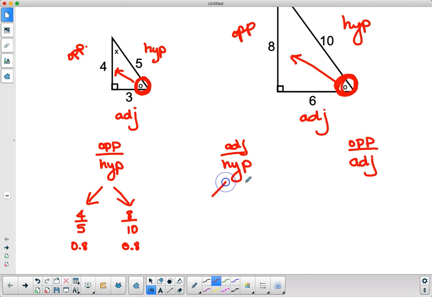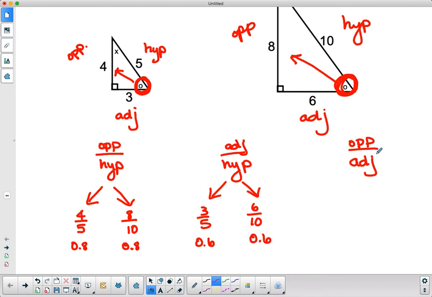And that's the same for these ones over here too. The adjacent divided by the hypotenuse is 3/5. And over here it's 6/10. And hopefully you can just see that 6/10 reduces down to 3/5, or you can plug it into your calculator and you'll get 0.6 for both of them.